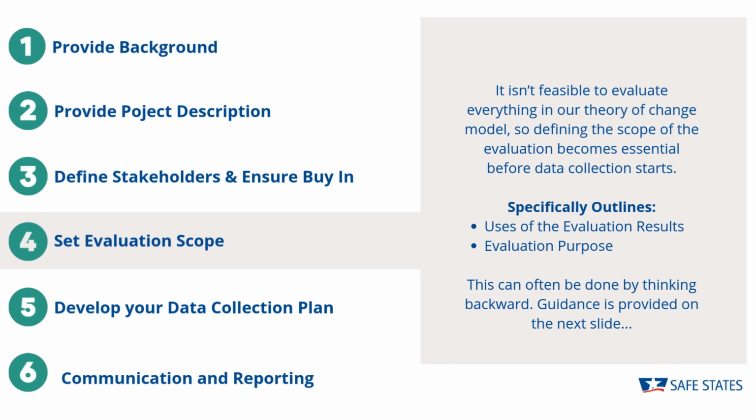It isn't feasible to evaluate everything in our theory of change model, so defining the scope of the evaluation becomes essential before data collection starts. The evaluation scope specifically outlines 1. The uses of the evaluation results, and 2. The evaluation purpose. This can often be done by thinking backward. Let's look more closely at how this is done with the next slide.